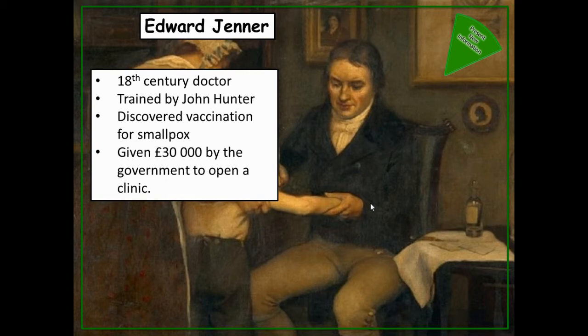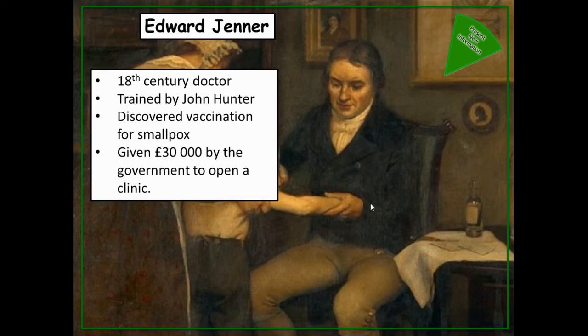And he noticed, particularly in milkmaids, that they would not get smallpox. They had very good skin. That was because they very rarely suffered from smallpox. And he realized it was because they'd already had a disease called cowpox. And that having had cowpox would allow people's bodies to build up the immunity to smallpox.